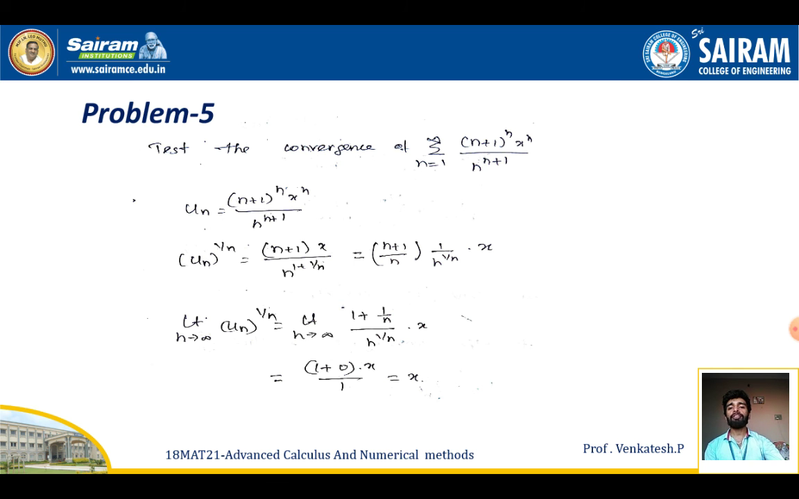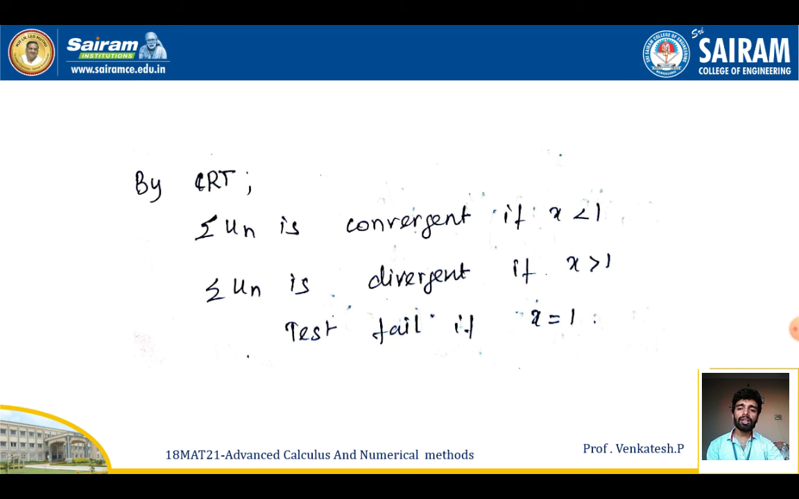So now we fall onto three cases. How to test the convergence here? By Cauchy's root test, summation u_n will be convergent if x is less than 1. Summation u_n will be divergent if x is greater than 1. And this test fails if the value of x is equal to 1.